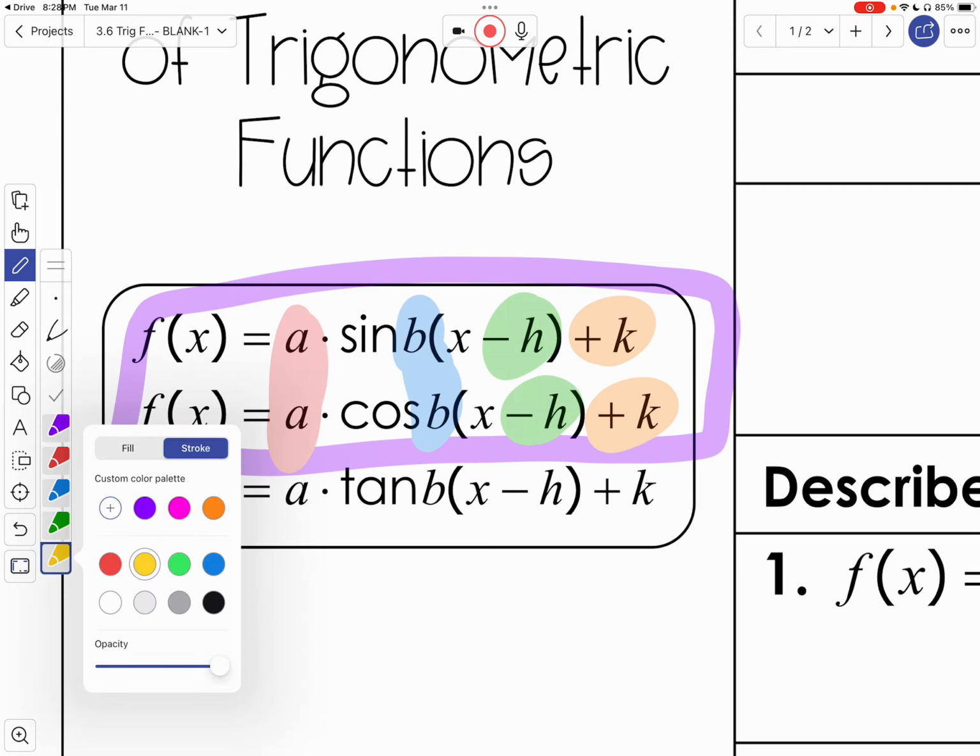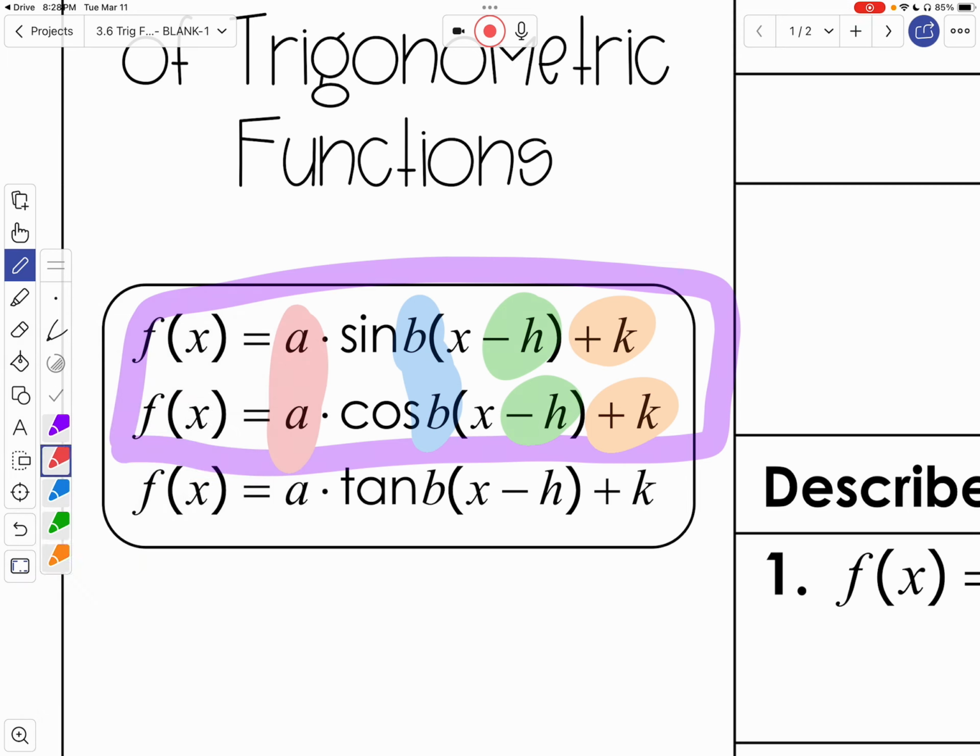From the last lesson, we learned that your A value tells you your amplitude, so how high or how low it went. Your B value is not your period, but it plays a role in your period. Periods are 2 pi over B. H is going to represent your horizontal displacement, or your left and right movement. And K is going to represent your vertical displacement, or your up and down movement.